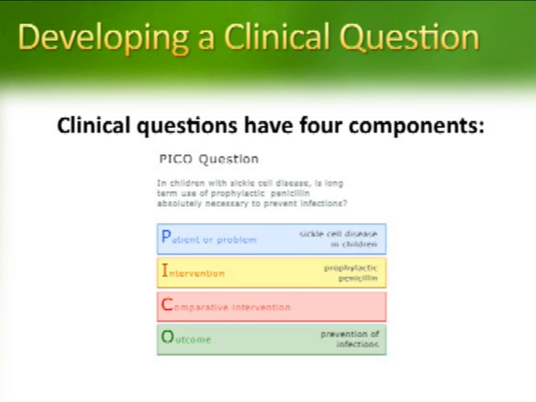Now, when you come to class this week, I'm going to have you work on developing some PICO questions, and we're going to talk a little bit about systematic reviews.